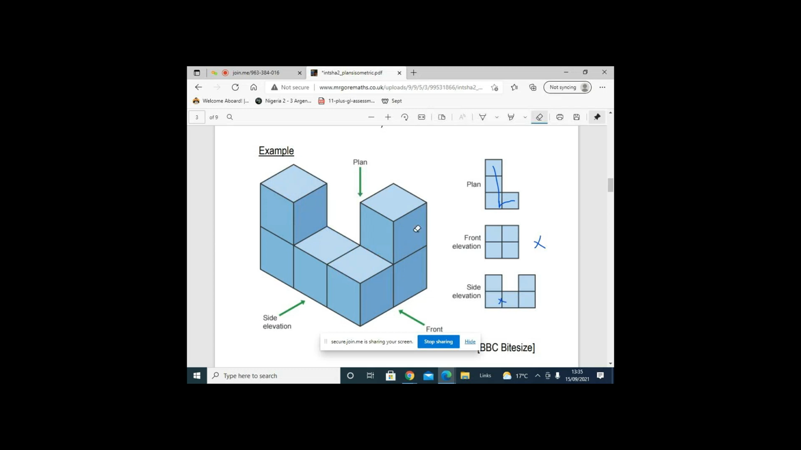So look at this other one too. If you want to look at the front elevation, what will you see if you're looking at the shape from this side? You can see this, you will see this, and you also see this. This is going to be the side elevation. You see this, and you also see this. So that will be your side elevation. So the third one is this.